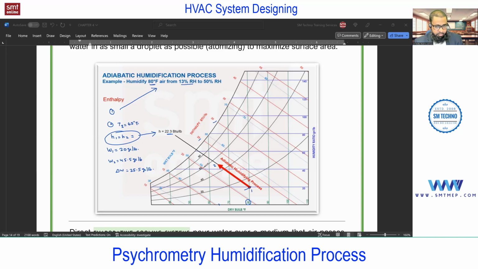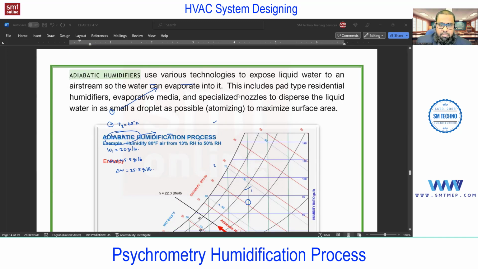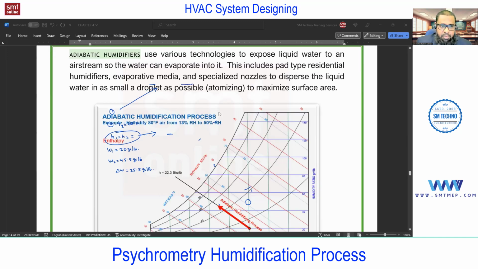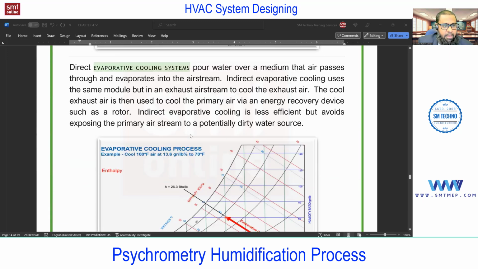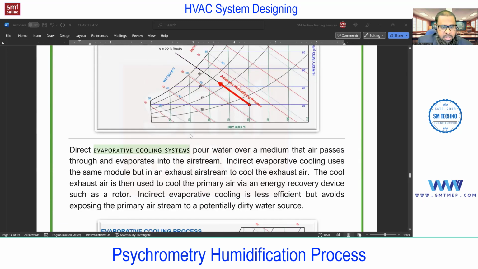Got the idea, online? Yes. And the same theory that I explained is given here. You see, with specialized nozzles or dispensers, we apply the water inside the space. So this is adiabatic humidification. In some applications, you'll find this one. Next, we have evaporative cooling and mixing of air. This we'll discuss in the next session.